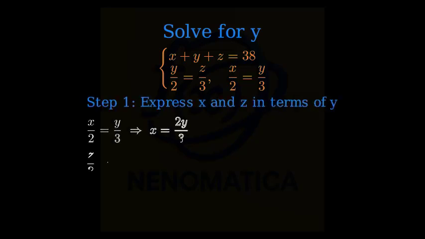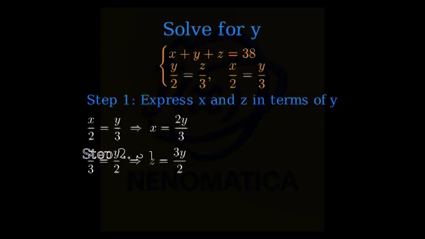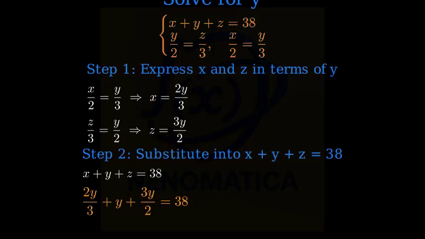First, convert the ratio equations into explicit formulas for x and z in terms of y. From x over 2 equals y over 3, we get x equals 2y over 3. From z over 3 equals y over 2, we get z equals 3y over 2. Next, substitute those expressions into the sum equation x plus y plus z equals 38. That gives 2y over 3 plus y plus 3y over 2 equals 38.